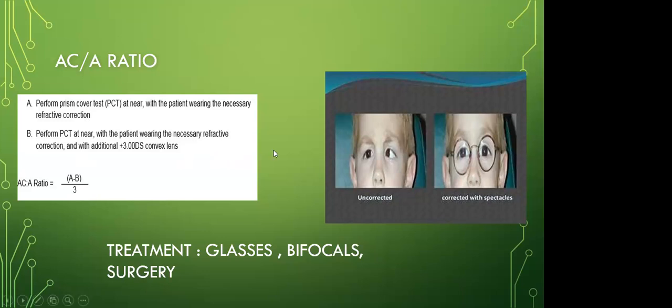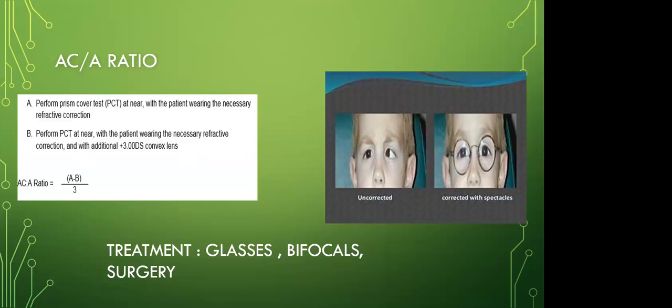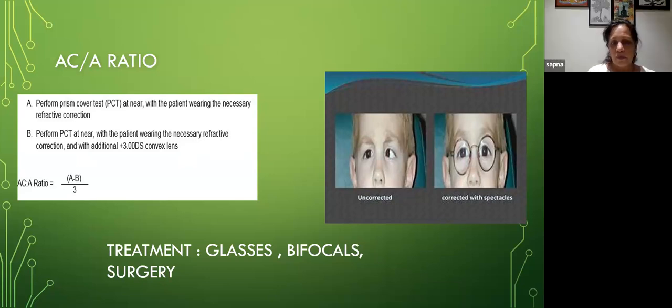Excuse me, Dr. Sapna. When he is wearing that +3 convex, he is wearing it over his refractive correction? Yes, yes. Okay, thank you.